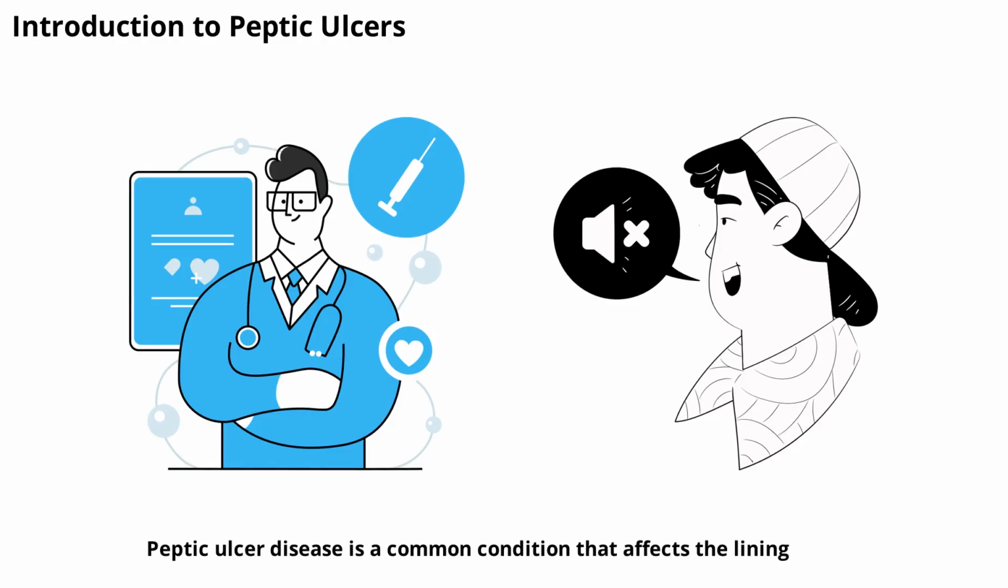Peptic ulcer disease is a common condition that affects the lining of the stomach or the upper part of the small intestine. Many people experience symptoms like stomach pain, bloating, or nausea, but diagnosing the exact cause requires a careful and systematic approach. In this video, we'll walk you through the step-by-step process doctors use to diagnose peptic ulcer disease, from the initial conversation to advanced testing.